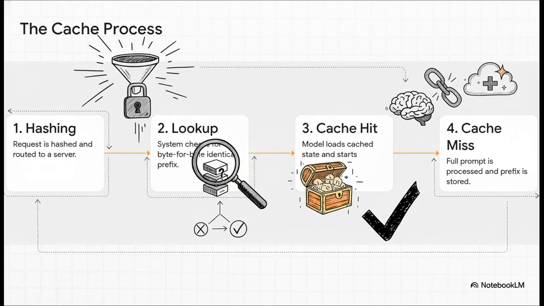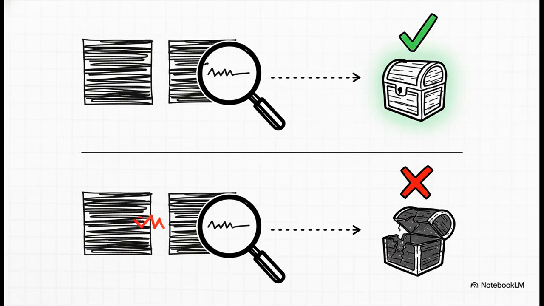But the whole game is won or lost in step 2. I really can't say this enough. The matching has to be perfect. We are talking exact, byte-for-byte identical. A single extra space you can't even see, having your JSON keys in a different order, a timestamp that changes by a millisecond. Any of that will break the cache and cause a miss. It is that strict. Precision is absolutely everything.